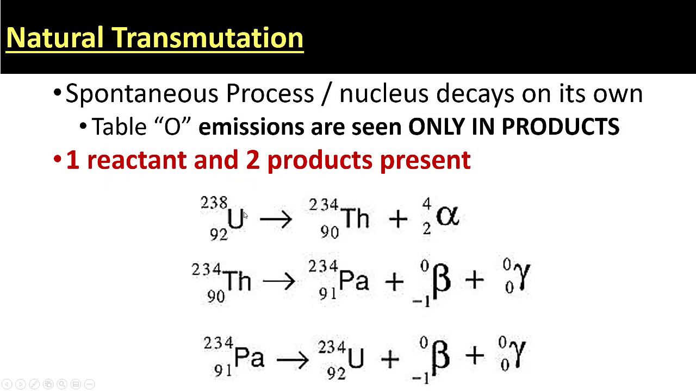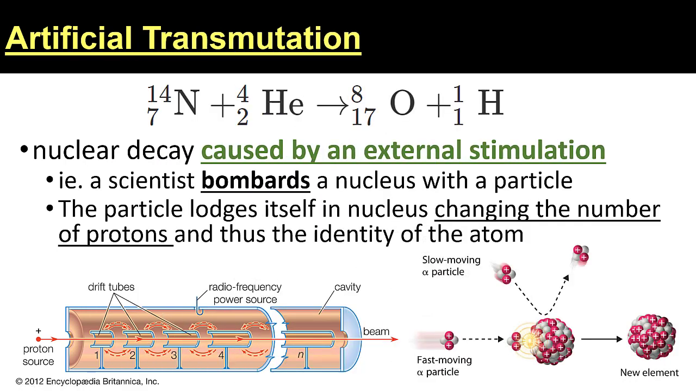So as we can see in all of these, we have one reactant and then two products present. Occasionally you may have more than two products here, but the one reactant that's here tells me this process is spontaneous.